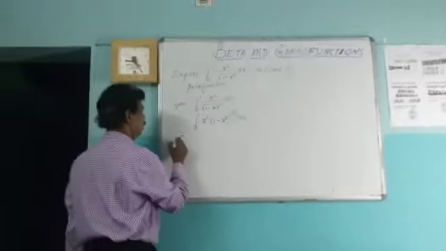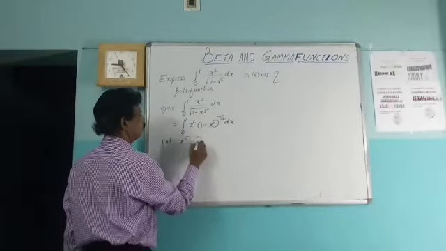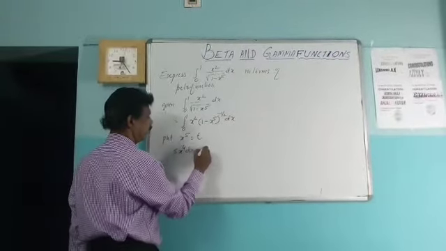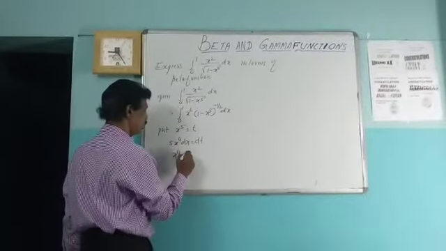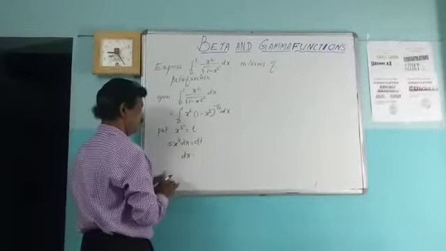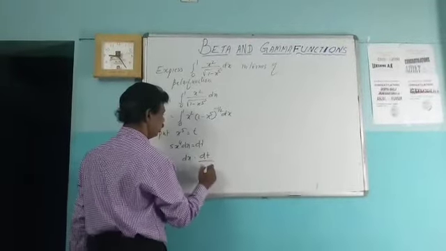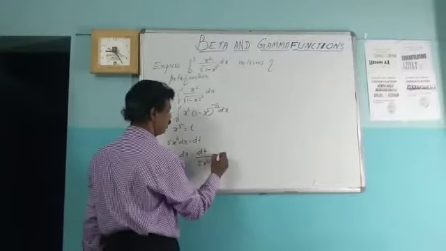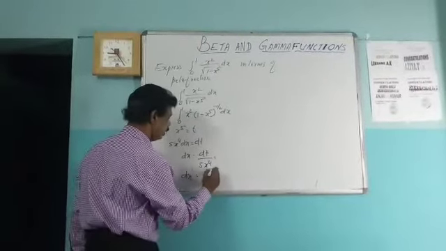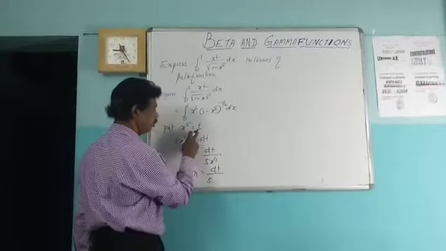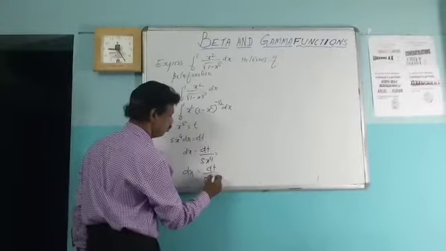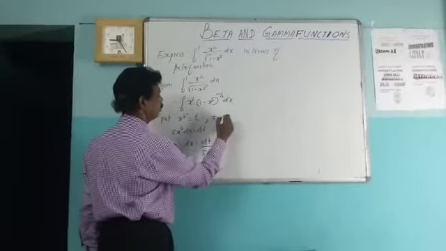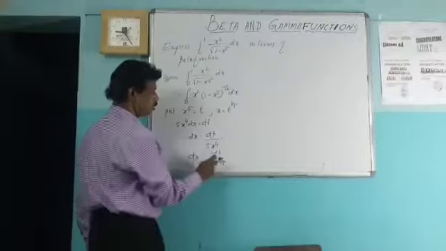Put x raised to 5 equal to t. Differentiate: 5 x raised to 4 dx equal to dt. So we can write dx is equal to dt divided by 5 x raised to 4. Actually x is equal to t raised to 1 by 5, which means dx is equal to dt divided by 5 t raised to 4 by 5, since x raised to 4 equals t raised to 4 by 5.